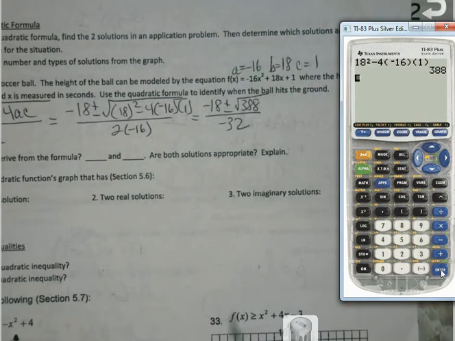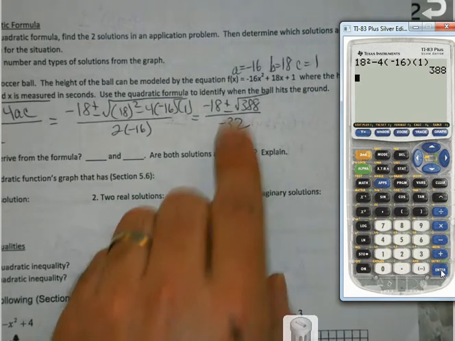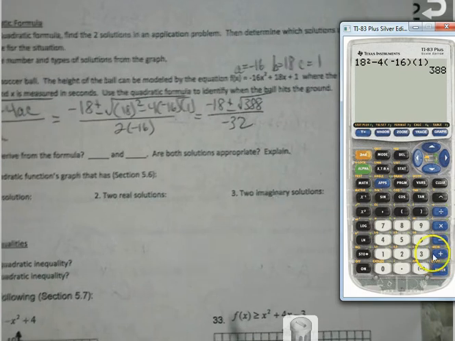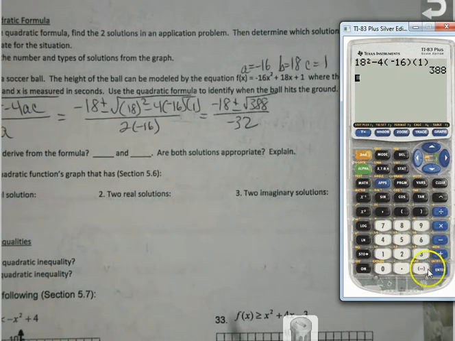And then at this point, we're working with a story problem. Normally we'd look to break down the radical, but we don't talk in radical speak. "Hello, it took me -18 plus or minus square root of 388 seconds." No, we don't do that. So we're going to go ahead and do -18 plus the square root of 388 and then divide that by -32.